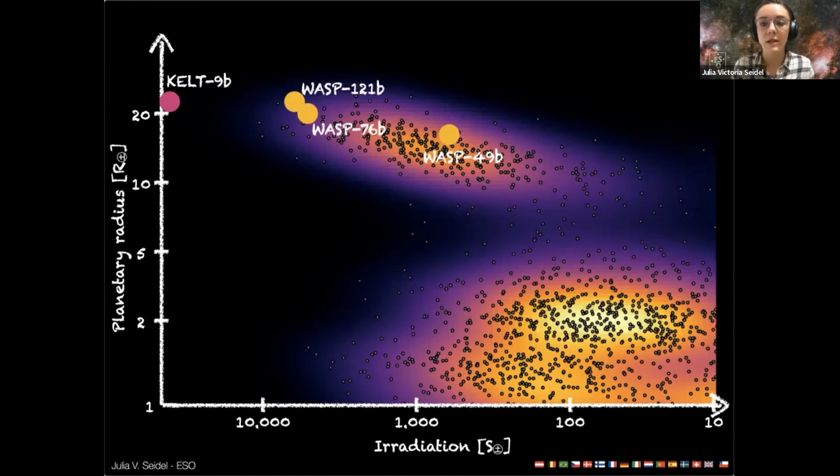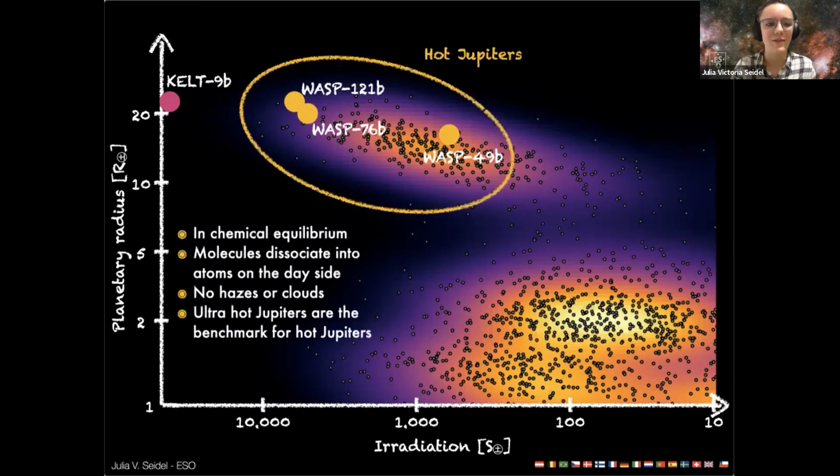So from a few hundred times the irradiation that we receive on Earth up to about 10,000, and then we have the lovely outlier KELT-9b that is technically an ultra-hot Jupiter, but I more call it a burnt Jupiter because that's really far out there in terms of irradiation. So these hot Jupiters, and I highlight here WASP-121b, WASP-76b, and WASP-49b because those are the three that I'll mostly focus on today, have a few characteristics that make them really interesting.